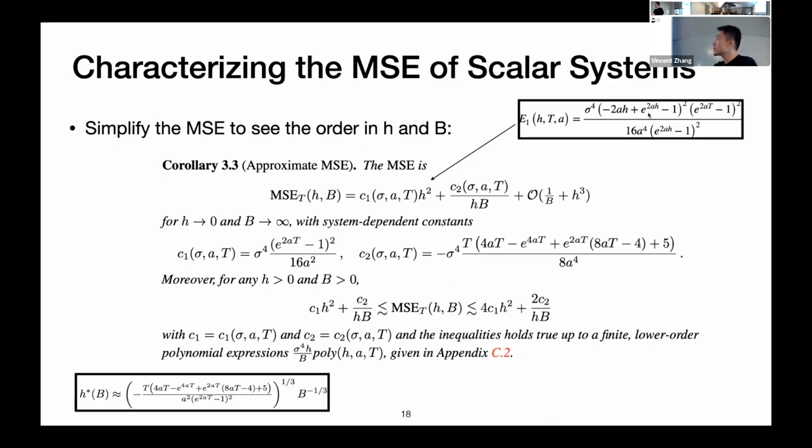So this term on the top right is just to remind you of what the expression looked like originally. And you can just take the Taylor expansion, and that will give you the order. Note that the order on H and B are the same as what we just saw in the simple case. And that, of course, is truncating some higher order terms.